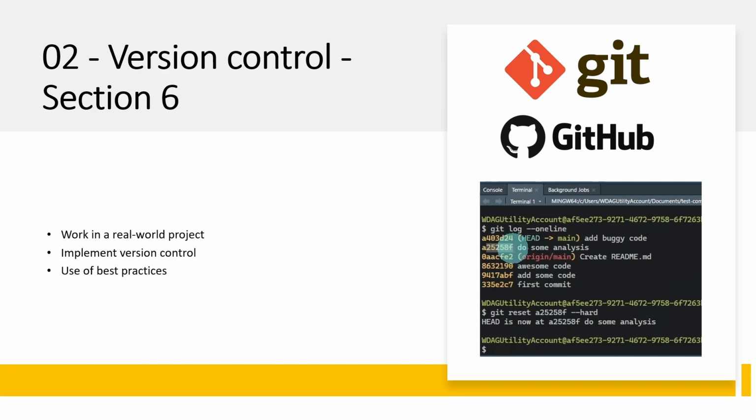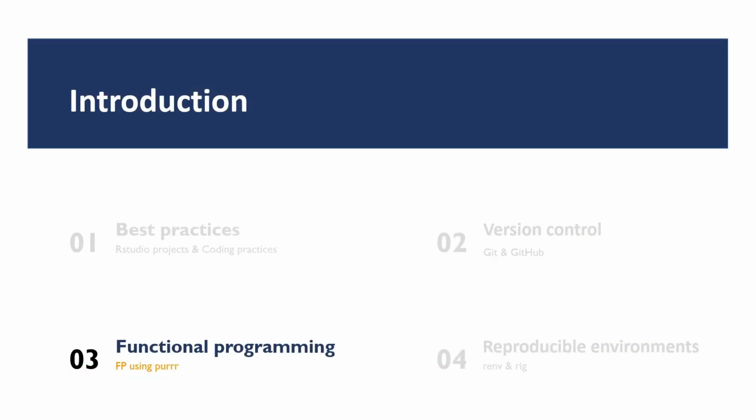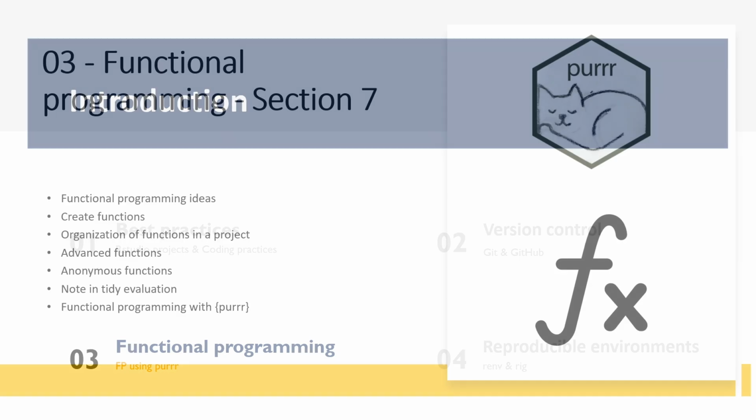In section number 6, we'll start working on a real-world project. The purpose of this is to implement the outcomes of the previous sections. So we'll implement version control and the use of the best practices that we saw in sections number 2 and 3.